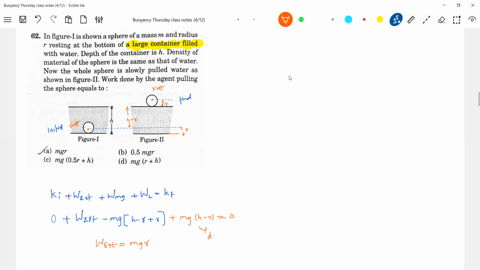This will be the decrease in potential energy of the liquid. And what is this? Increase in gravitational potential energy of the sphere. So finally, when you solve, how much will we get? Work done by the extra agent.